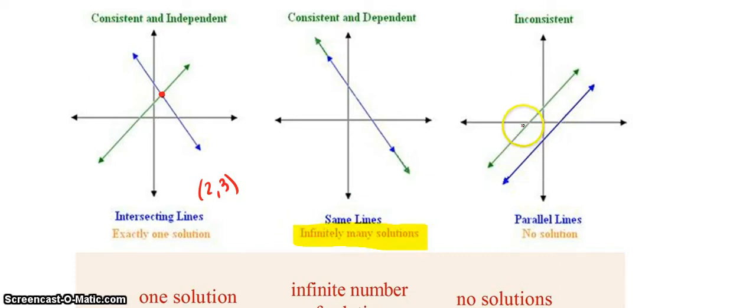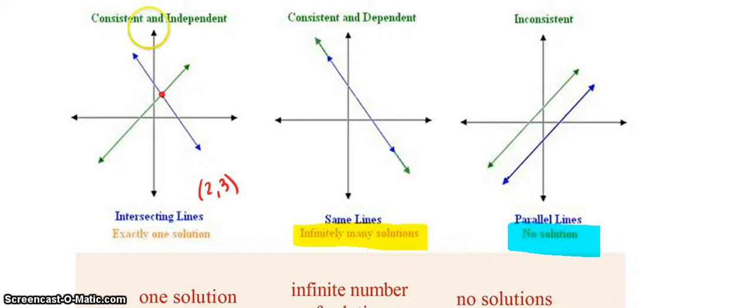Or you can have two lines that are parallel with no intersection, which would mean that there was no solution because there's nowhere that they have points in common. So these are the three different types of solutions you should have learned about in previous math classes. The new stuff on here is some vocab that you may or may not have seen before.